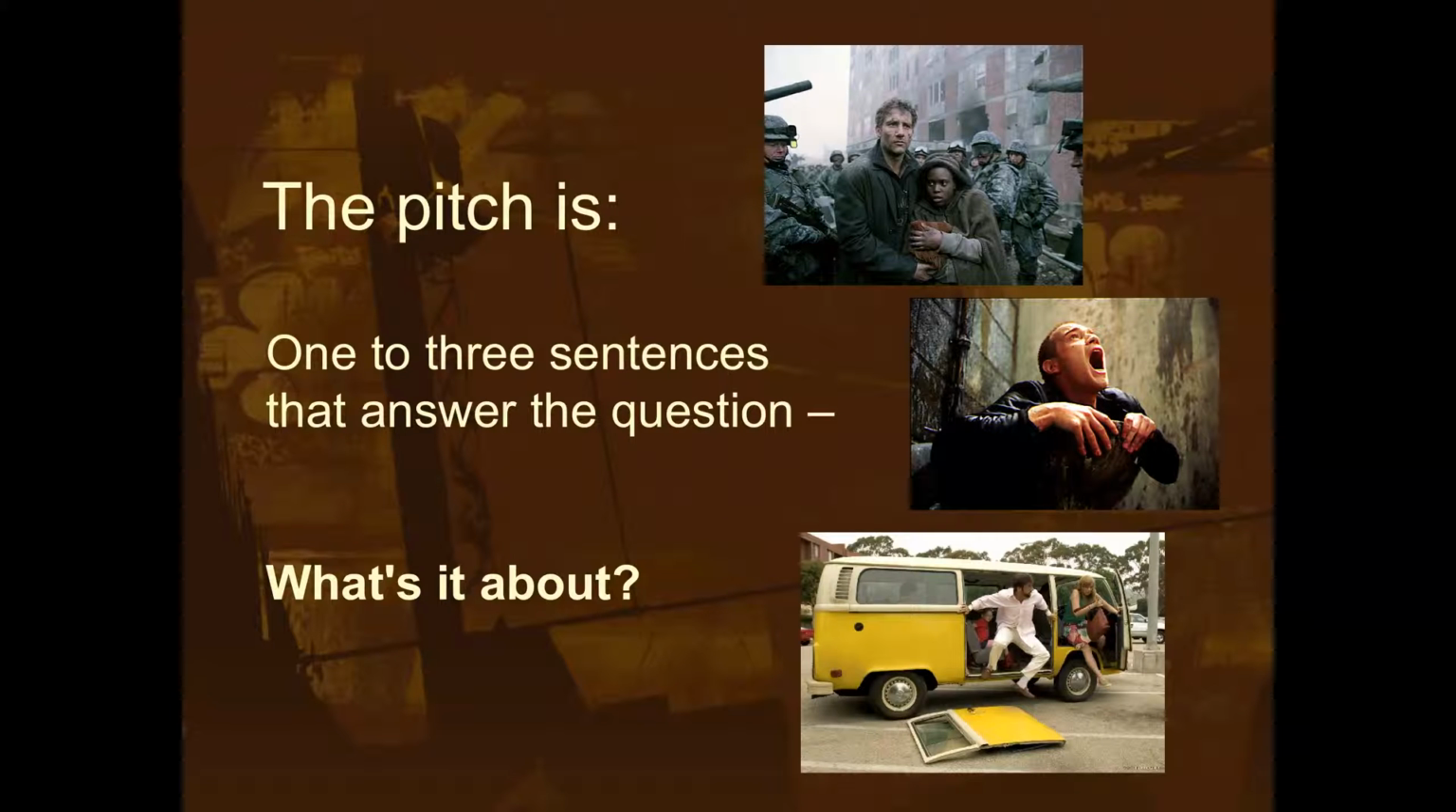And if you can't do that, then you don't know what your story's about. So in this case, we're going to use what's called the 3 C's pitch, and it's going to be a few sentences. But before you even write this pitch, I would encourage you to really try to sum your story up in a sentence. Just what's it about? So let's go through how we construct the pitch. The 1 to 3 sentences that answer the question, what's it about?